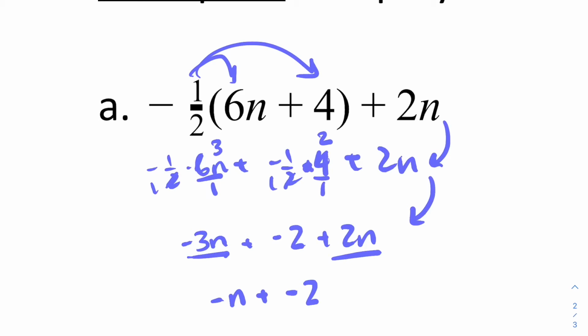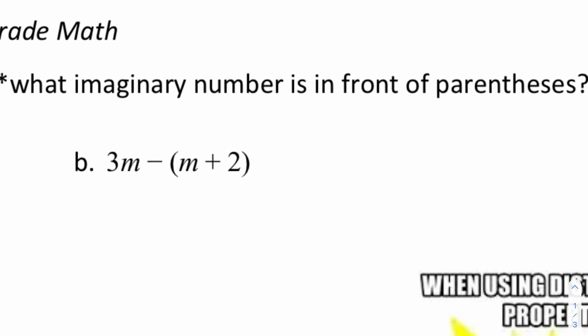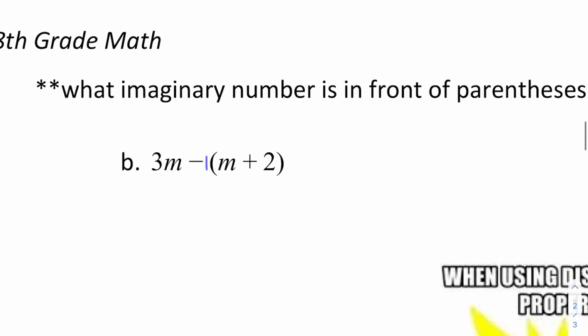Okay? Alright. Next, what imaginary number is in front of my parentheses here? Remember, it's a negative 1 plus negative. If I have a number outside my parentheses, you always use the distributive property. 3m, I copy everything down, plus negative 1 times m is negative m. Negative 1 times a positive 2 is negative 2. Combine like terms of 3m and negative m, you get 2m minus 2 to be your simplified expression. Well, you'll work on 5 and 6 on your own.